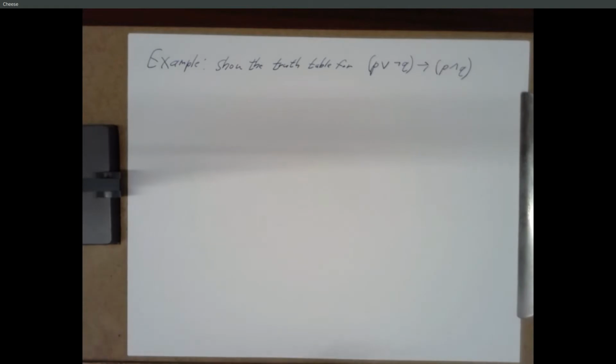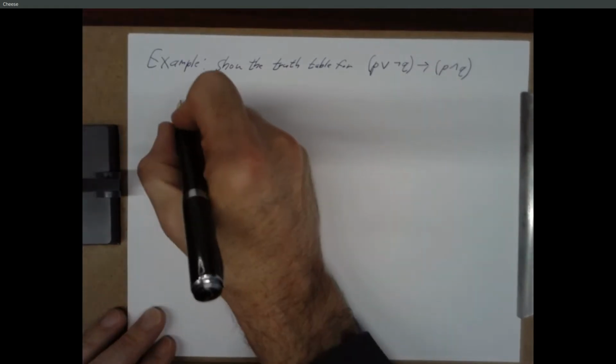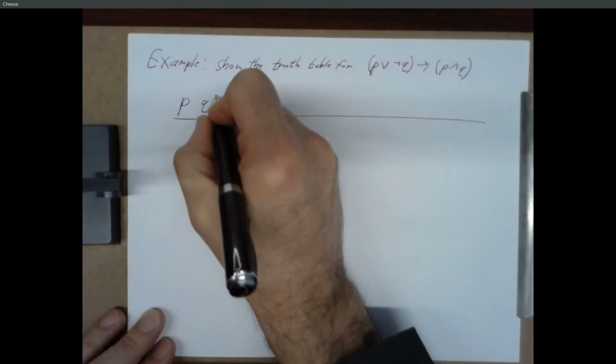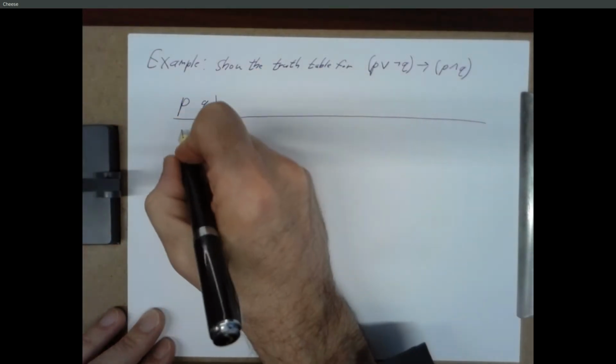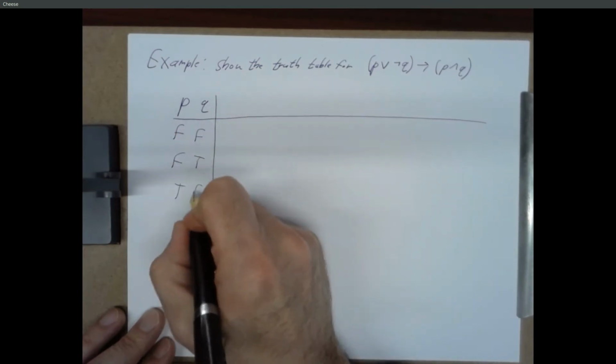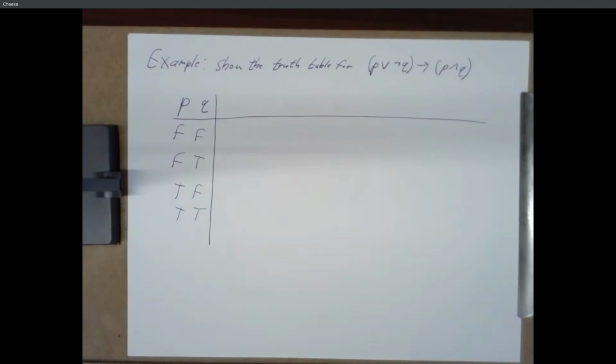There's 2 variables here, P and Q, 2 propositions. So I'm going to make my table with 2 columns, one for P and one for Q, and I'm going to list all possible values of P and Q together. So both false, false, true, true, false, and both true.